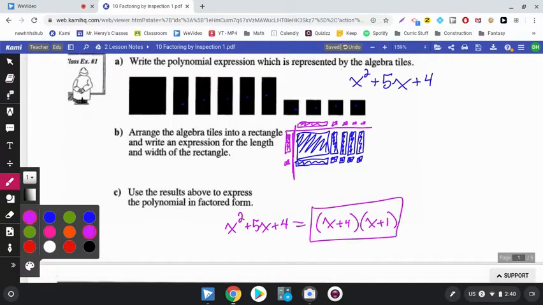The length times the width. It represents the same amount of area, but instead of writing it as the polynomial, I read it as the product that could be expanded to that polynomial. So that's the whole idea here.